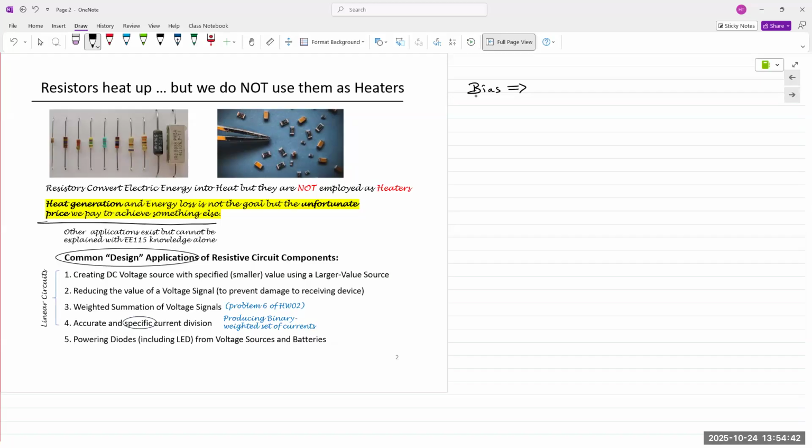Now, if you turn the dial, whether it's on a cooking range, an air fryer, or a clothes iron, that dial is changing how much voltage or how much current is actually going in there.